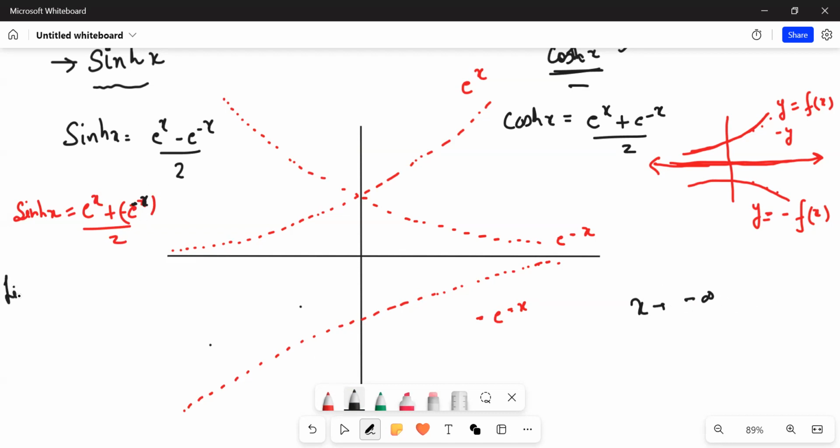As x tends to minus infinity, your e power x would go to 0, but your e power minus x would not go to 0. Sorry, not this graph, these two graphs. This is your e power x, this is your minus e power minus x. So as x tends to minus infinity, which graph is going to dominate? This is the graph. Is everybody understanding the point? Please let me know. Yes, sir. Okay, good enough.